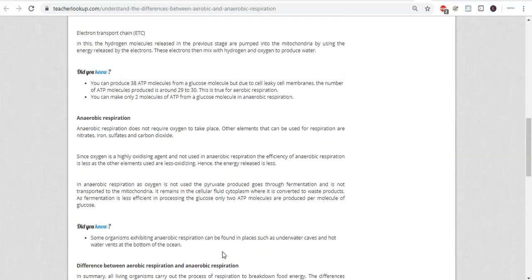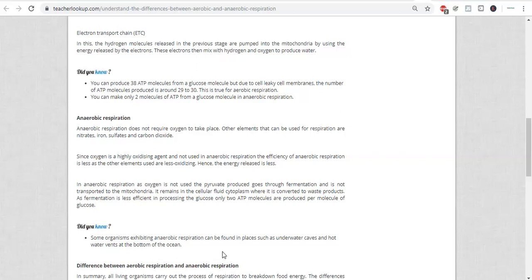Electron transport chain (ETC). In this, the hydrogen molecules released in the previous stage are pumped into mitochondria by using energy released by the electrons. These electrons then mix with the hydrogen and oxygen to produce water. Did you know you can produce 38 ATP molecules from glucose molecules, but due to leaky cell membranes, the number of ATP molecules produced is around 29 to 30. This is true for aerobic respiration.